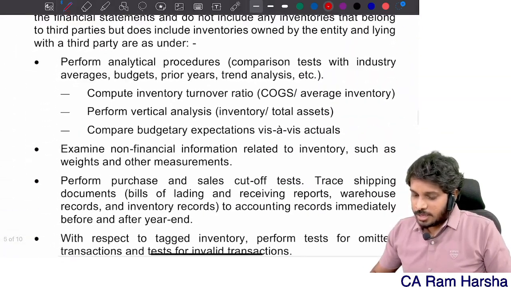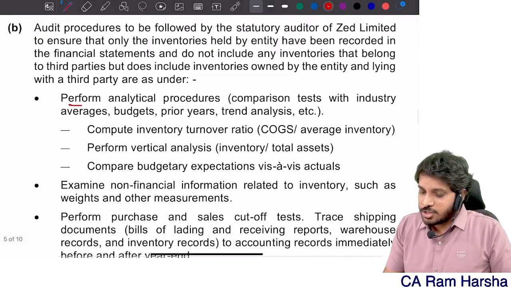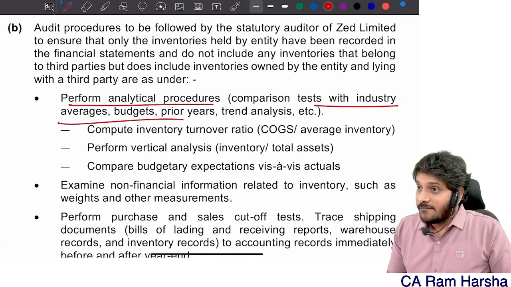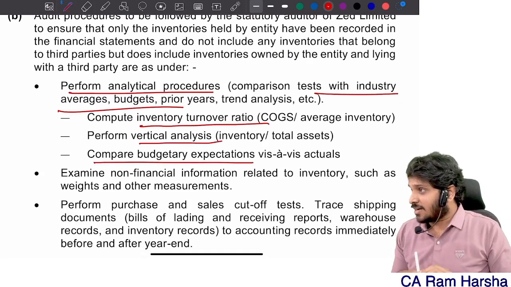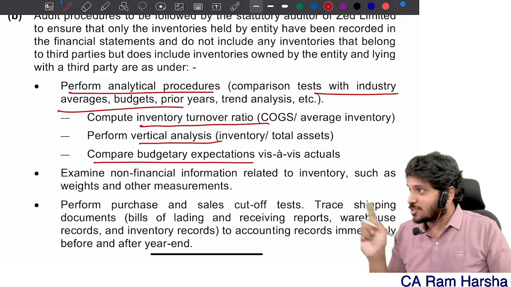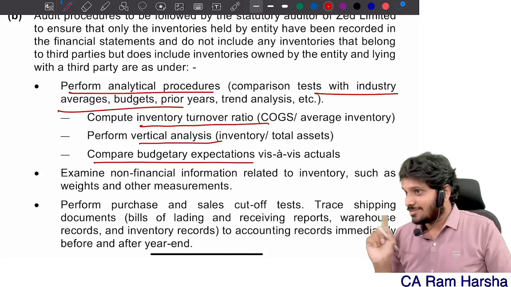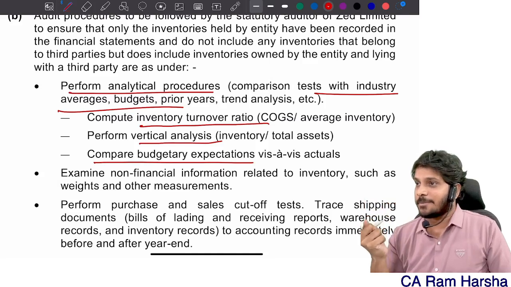Yeah, you see, the auditor has to do analytical procedures, where the auditor will do inventory turnover ratio comparison, vertical analysis, compare budgets with actuals. This is items of financial statements, not a 501 standard question. It's not 501. I gave a reference there wrongly.